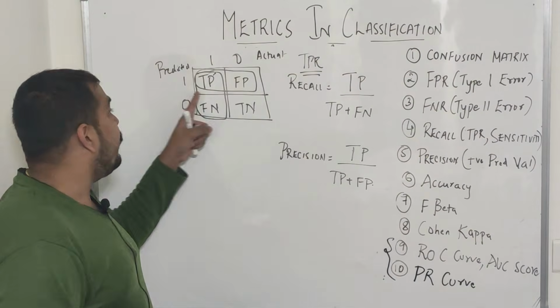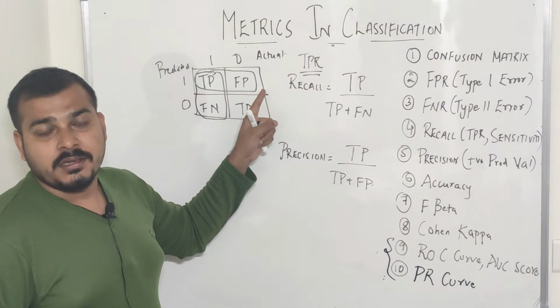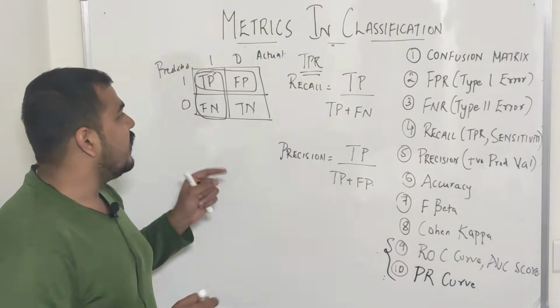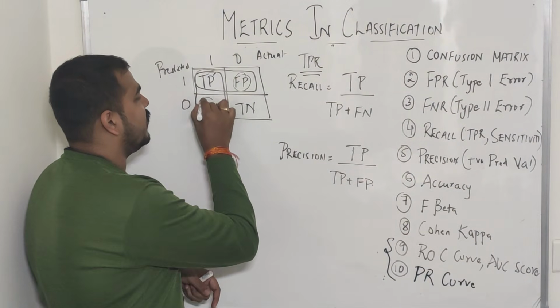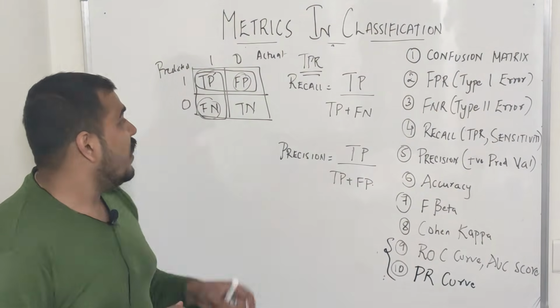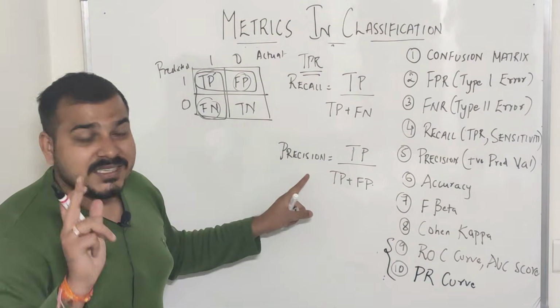Out of the total predicted positive results, how many were actually positive? Here we are focusing on false positive. In recall, we are focusing on false negative, right? So again, I'm repeating it. What does precision basically say?